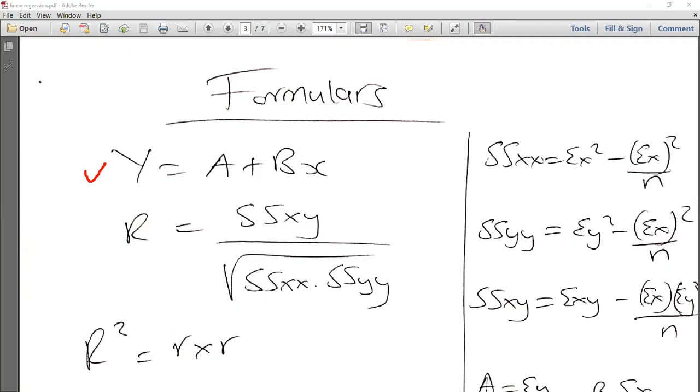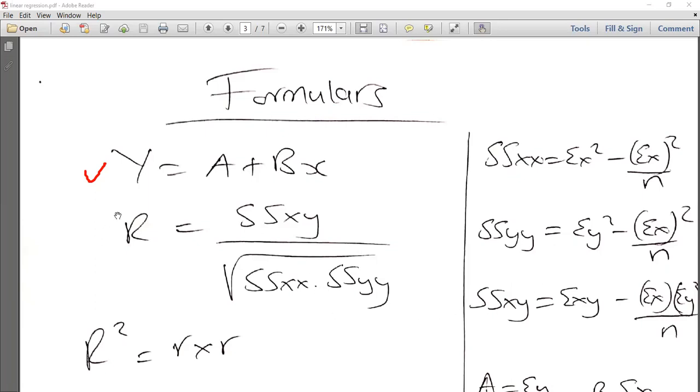Sum yy, we have summation of y squared minus summation of y to the power 2 over n, it's supposed to be y here. Then summation of xy, this is xy. There's x here, there's y there, there's n. So these ones are preliminary calculations that you need to have.